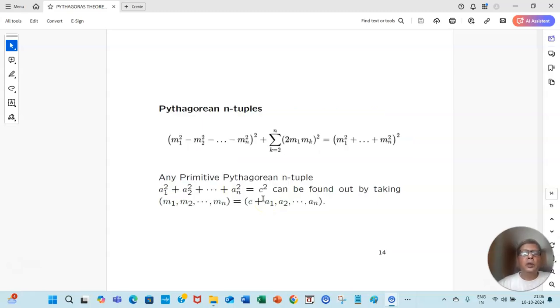But surely we may not be able to generalize in the degree, but we can think of Pythagorean n-tuples: the sum over k equals 1 to n of (m1 squared minus m2 squared minus ... minus mn squared) squared plus the sum of (2 m1 mk) squared equals (m1 squared plus m2 squared plus ... plus mn squared) squared. Any primitive Pythagorean n-tuple a1 squared plus a2 squared plus a3 squared plus ... plus an squared equals c squared can be found out by taking m1, m2, ..., mn as c plus a1, then a2, then a3, ..., an.